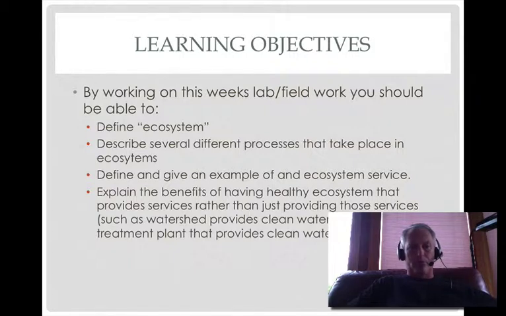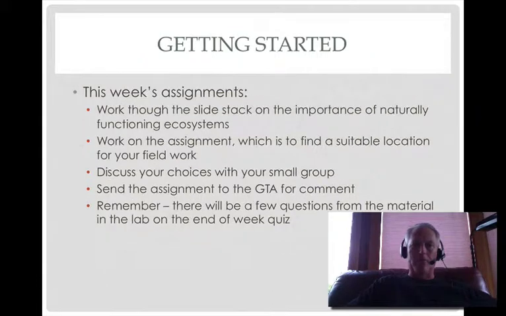So the learning objectives for this week in the lab will be to be able to define an ecosystem, describe several different processes that take place in that ecosystem, and then define and give examples of ecosystem services, because that's what we're going to be focusing on. That is the value of a functioning ecosystem to humans. And then explain the benefits of having a healthy ecosystem rather than just replacing it with some machinery that meets that particular function.